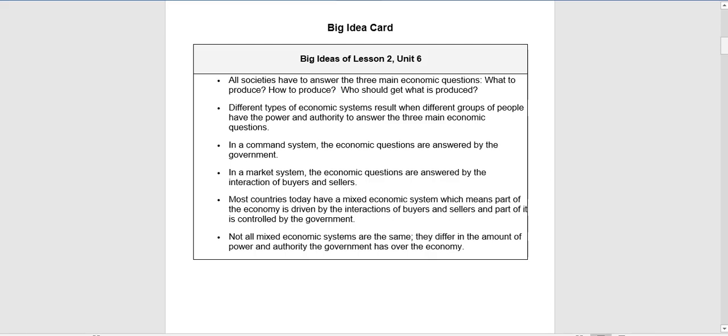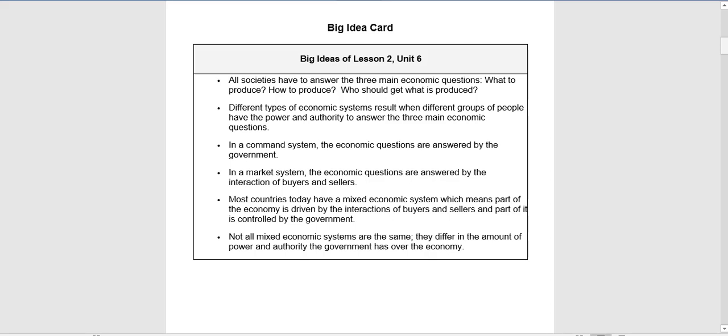Let's keep going. Bullet point 5. Most countries today have a mixed economic system, which means part of the economy is driven by the interactions of buyers and sellers. So, people like you and I, where we buy goods from other people who are selling them. And part of it is controlled by the government. Okay. So, this bullet point makes me think that maybe a mixed economy is a mixture of command and market. I don't know. We'll see.